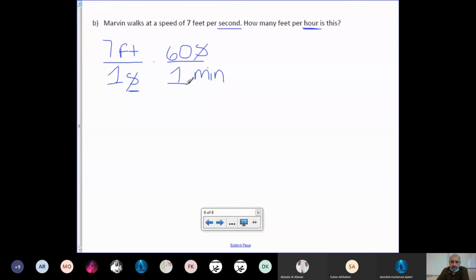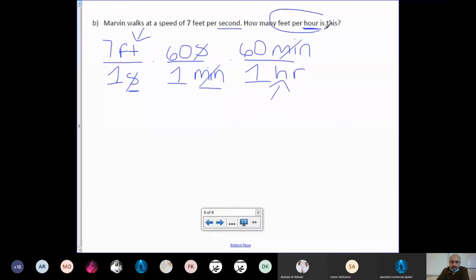So now we need to change our minutes because we still need hours. Because minutes is in the denominator, I'm going to put it in the numerator. And I can go from minutes to hours, and that'll get rid of our minutes. There are 60 minutes in 1 hour. Now the units I have left are feet and hours, which is exactly what I want.